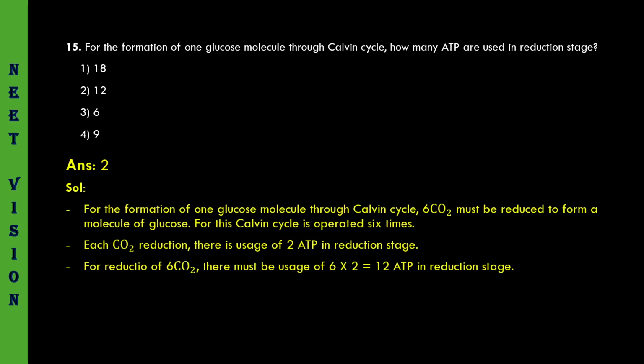2. Here is the explanation. For the formation of one glucose molecule through the Calvin cycle, 6 carbon dioxide must be reduced. For this, the Calvin cycle is operated 6 times. For each CO2 reduction, there is usage of 2 ATP in the reduction stage. For reduction of 6 CO2, there must be usage of 6 into 2, that is 12 ATP in the reduction stage.